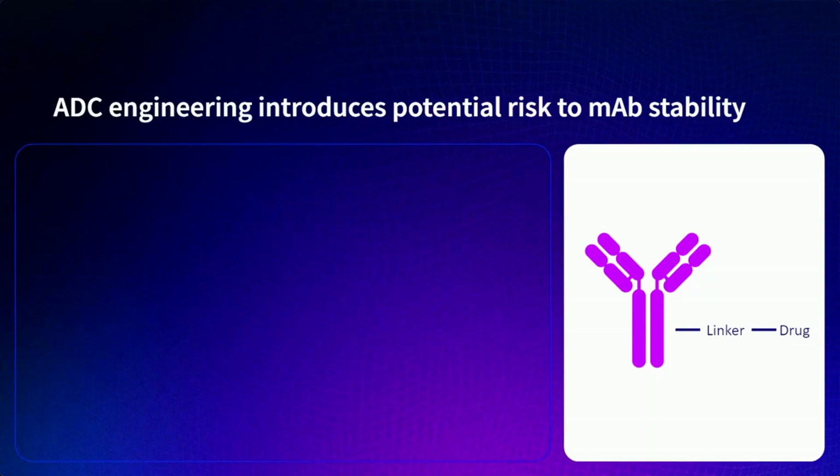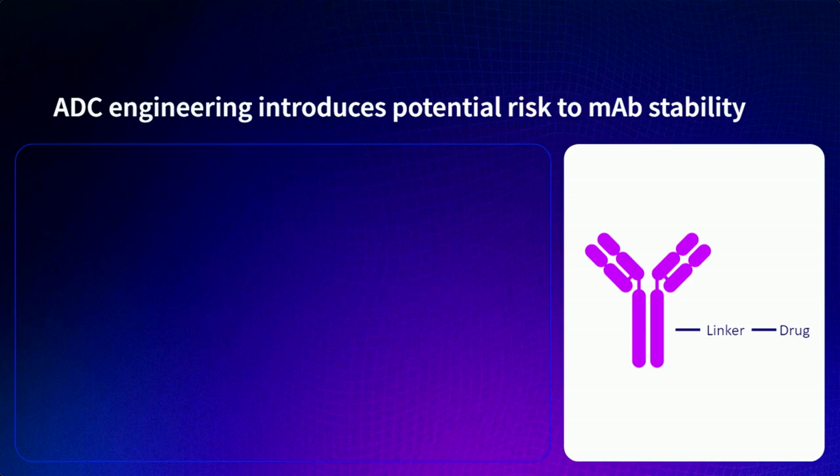So today I'll be sharing some data from the Prometheus Panta to show you how you can perform high-quality stability measurements in parallel to understand how conjugation impacts your ADCs, and I'll be discussing some considerations that can help to optimize ADC stability. Now, as most of us are probably aware, an ADC is a monoclonal antibody connected to a small molecule drug by a linker.